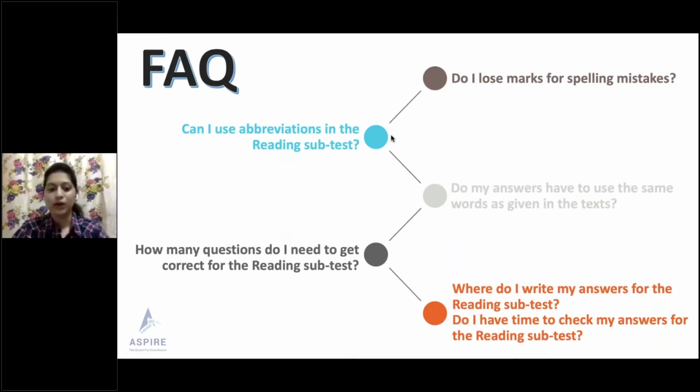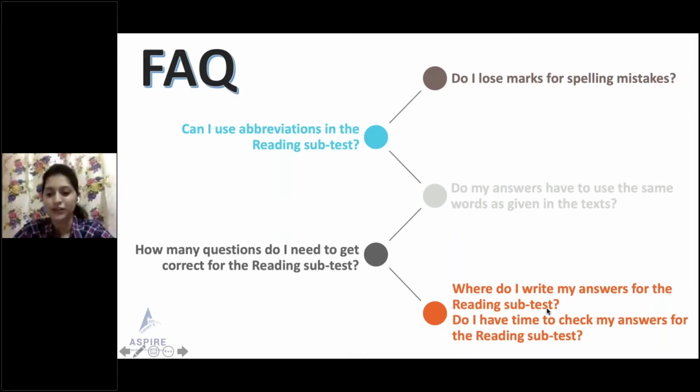So how many questions do I need to get correct for the reading subtest? Usually, again, in case they vary the number of questions, then the minimum marks will differ. But say, assuming that there are 42 questions, and for a grade B, that is a scale of 350, you will need to score at least 30.